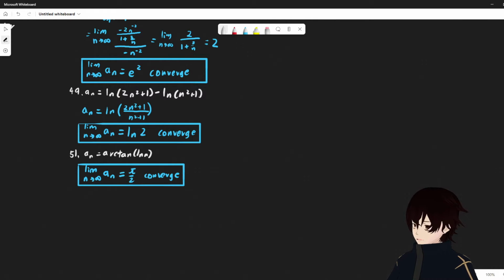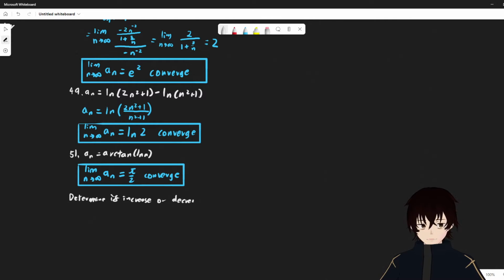Okay. So we're done with this section. Next up, we have to determine if the sequence is increasing or decreasing, and if the sequence is bounded.